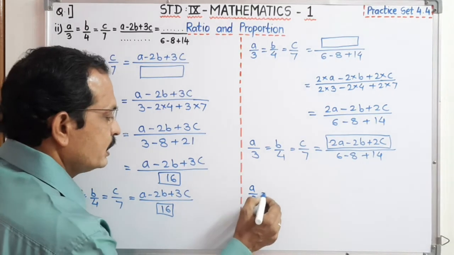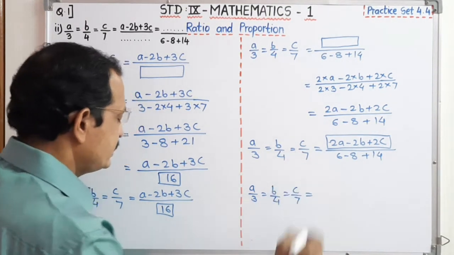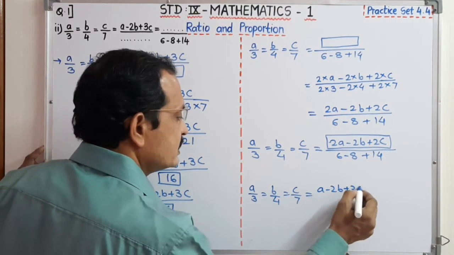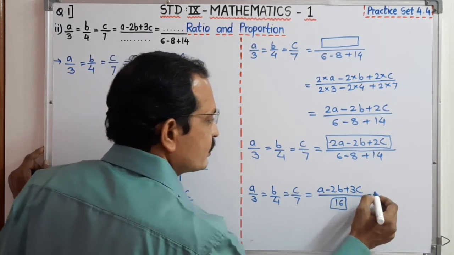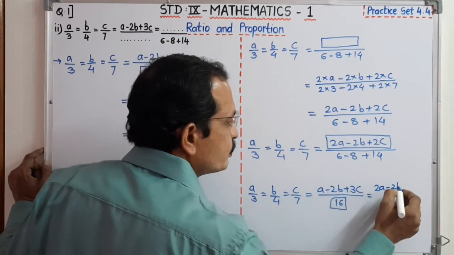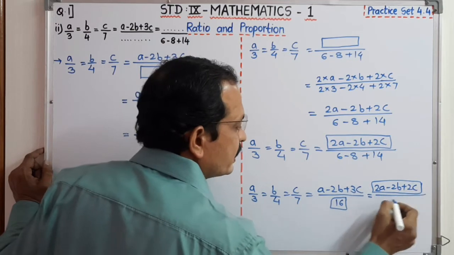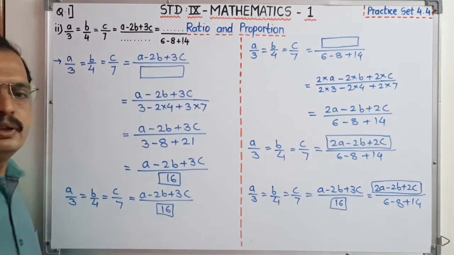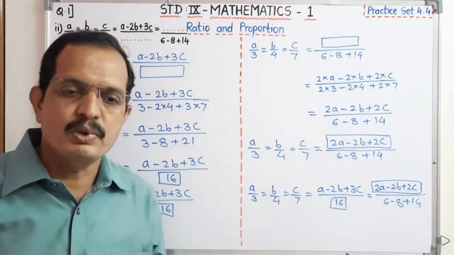a upon 3 is equal to b upon 4 is equal to c upon 7 is equal to a minus 2b plus 3c upon 16 is equal to 2a minus 2b plus 2c divided by 6 minus 8 plus 14. In this way, dear student, we completed the second question from the first.